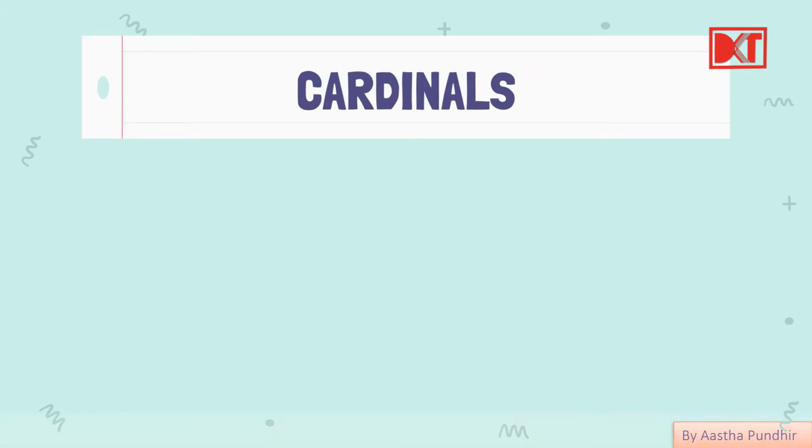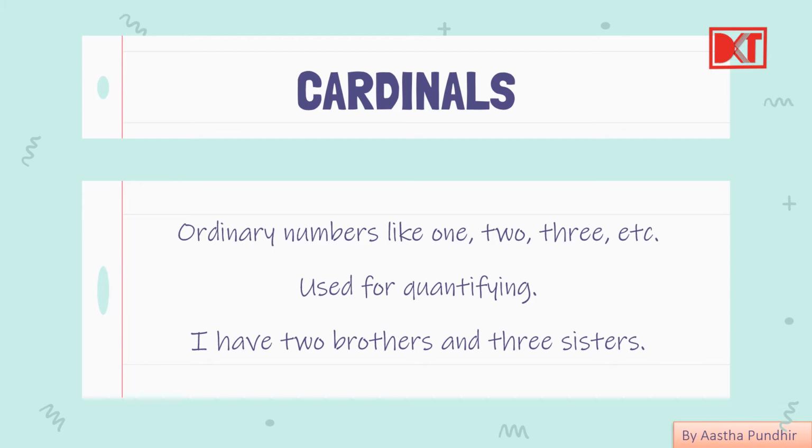Alright, next up we have cardinals. Now cardinals are simple, very ordinary numbers like 1, 2, 300, 400, 900. They are used for quantifying, very simple. I have 2 brothers and 3 sisters. Okay, pretty easy.